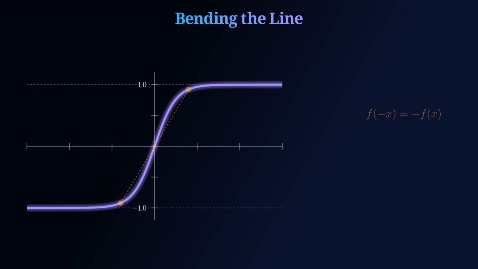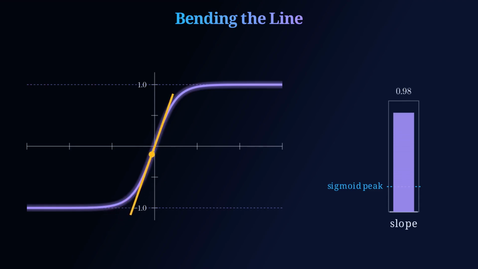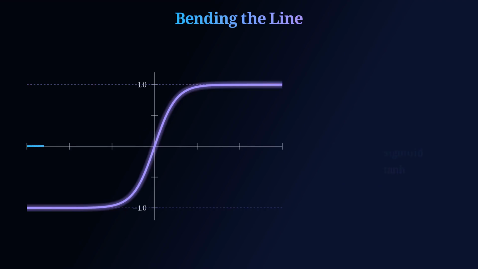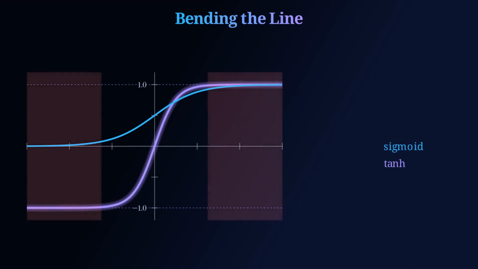But run the slope gauge again and you'll see the same old problem. Tanh is steeper than sigmoid in the middle, which is nice, yet the tails still flatten out. Push far enough in either direction, and the gradient once again fades away. So both of our smooth S-curves share a weakness. They saturate. Out at the extremes they go flat, they stop responding, and they starve the learning signal. This is exactly the frustration that pushed people toward a completely different shape.